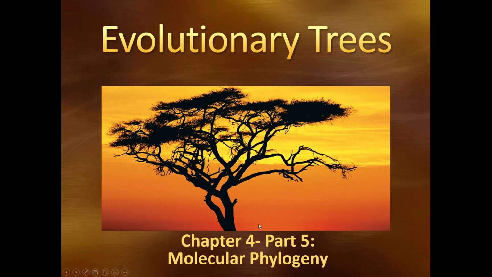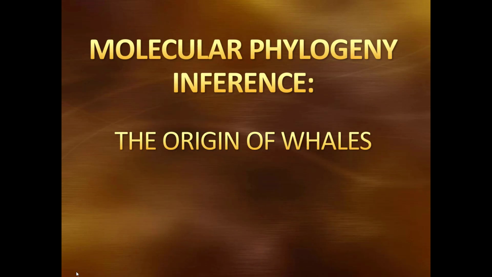So in part 5 of chapter 4, we'll take a look at molecular phylogeny. Molecular phylogeny has been used more frequently in recent years as the price of DNA sequencing and the analytical tools that we have to analyze trees has become more widely available. And it's been used in many cases to resolve phylogenies that we have not been able to resolve with other means. And one good example of that is the origin of whales and whale phylogeny.